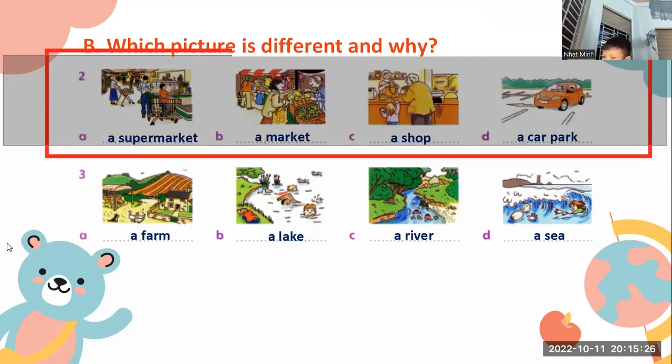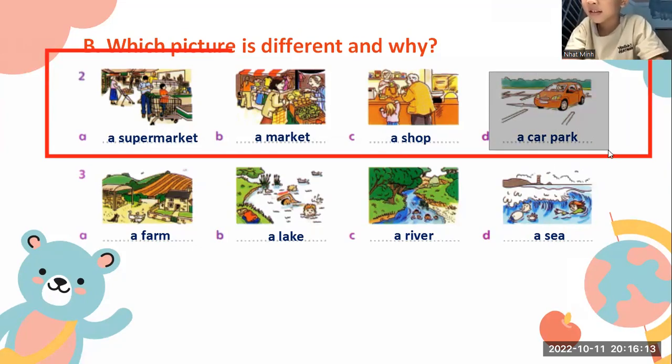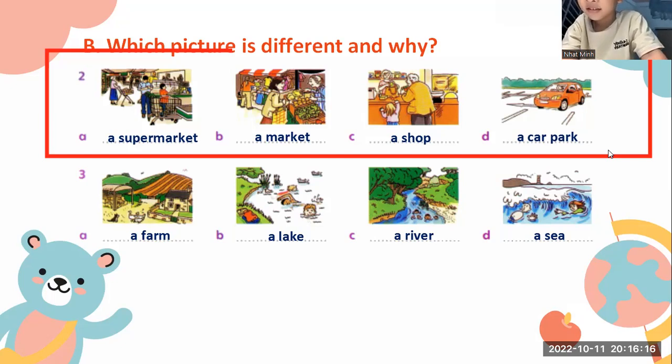Okay, so how about number 2: a supermarket, a market, a shop, and a car park? Which picture here is different and why? It's a car park. It is outside, and the shop, supermarket and market are not. Okay, so the car park is different because you just park your car there. You don't buy anything. Supermarket, market, and shop, we go there to buy something.